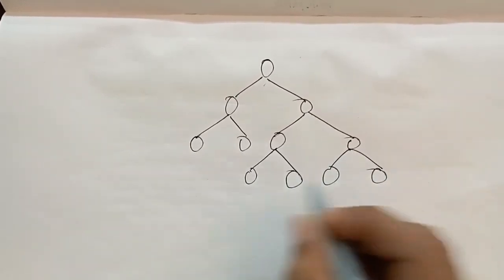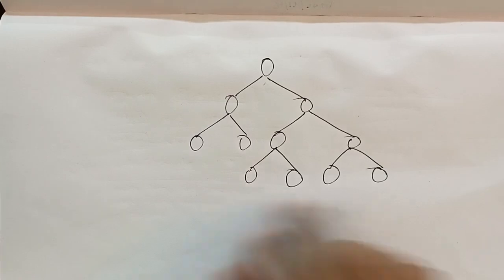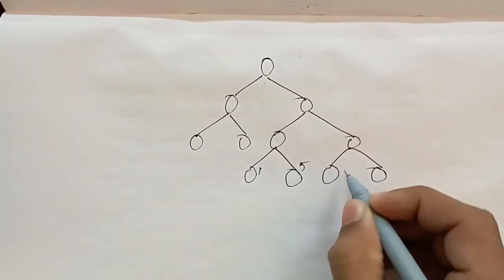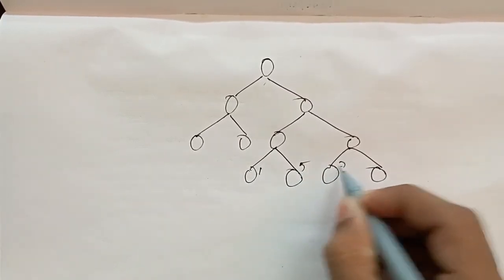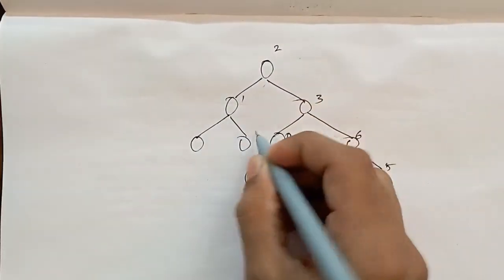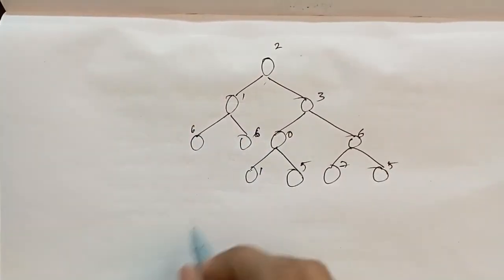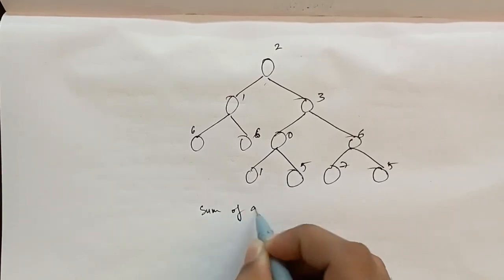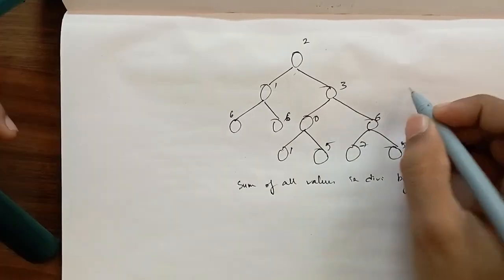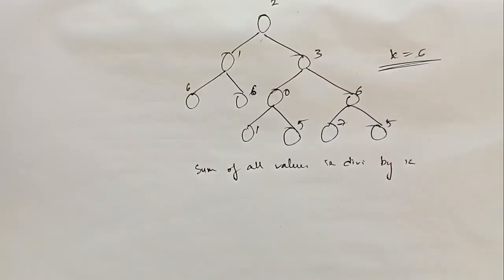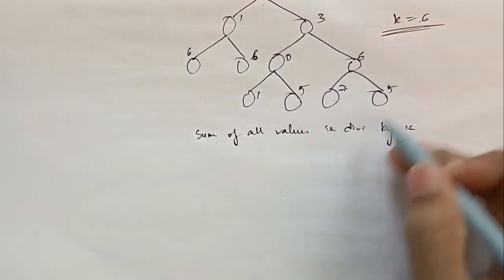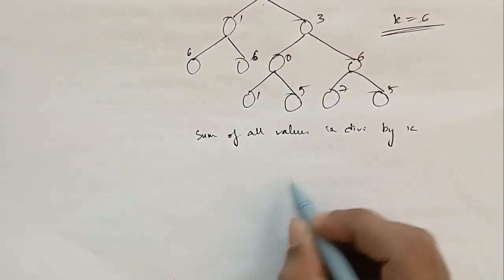I am representing only the values, not the nodes. I am representing the value for every node. For this node it is 1, and for the others it is 5, 7, 5, 6, 0, 3, 2, 1, 6 and 6. The important thing is that the sum of all values is divisible by k. So let us go with this one. As I said, all of this is divisible by k.